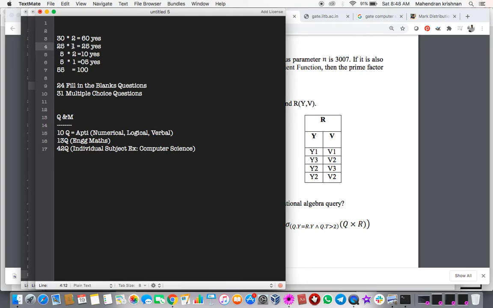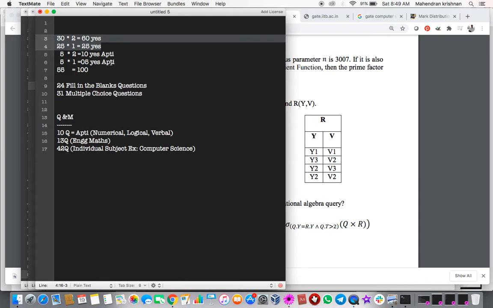25 1-mark questions. This is mentioned, and 30 2-mark questions. This is also mentioned. Then quantitative aptitude, Apti, 5 2-mark questions, and 5 1-mark questions, also in Apti. So 15 marks for Apti, and these 85 marks include engineering math plus individual subjects.